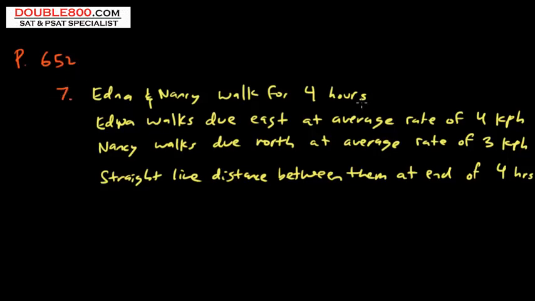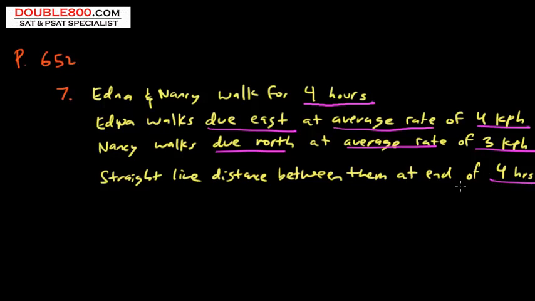And I've summarized it here, but if you can, read along in the book. We have Edna and Nancy walk for 4 hours, total hours. Edna walks due east at an average rate of 4 kilometers per hour. Nancy walks due north at an average rate of 3 kilometers per hour. And the question says, what is the straight line distance between them at the end of the 4 hours?